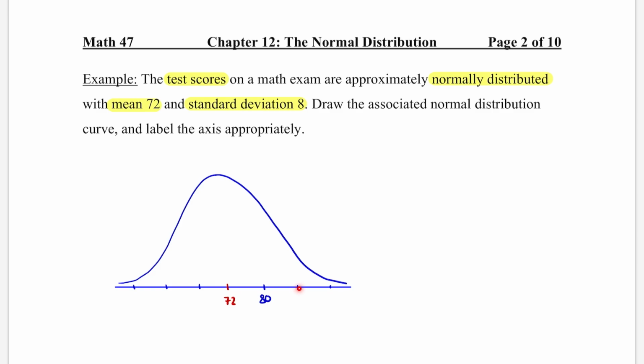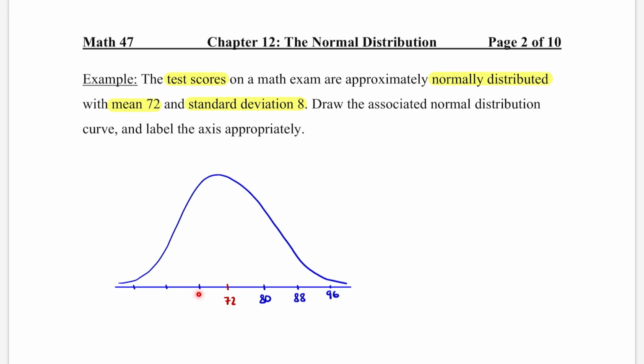This number is 2 standard deviations above the mean. The distance from 72 to this number is 2 standard deviations. So to find this number, I take 72 plus 8 plus 8, which is 88. This number is 3 standard deviations above the mean. To find this number, I take 72 plus 8 plus 8 plus 8, which is 96.